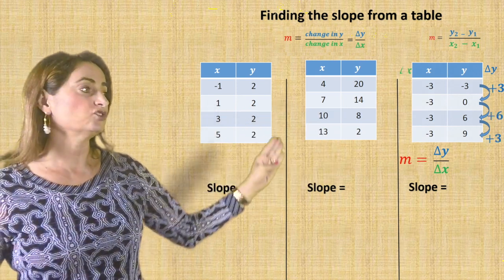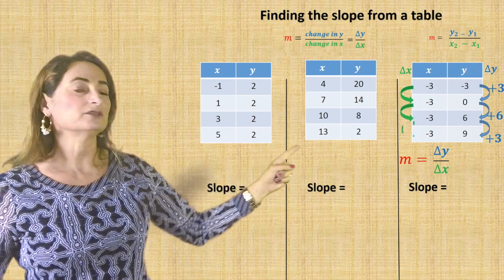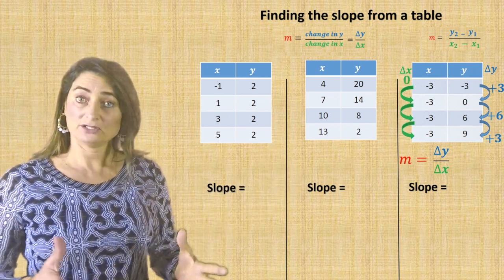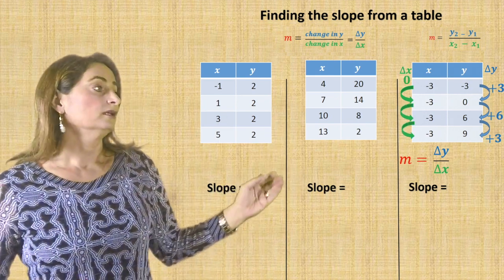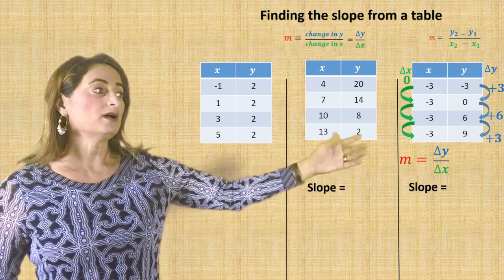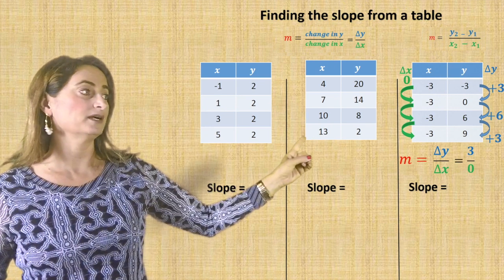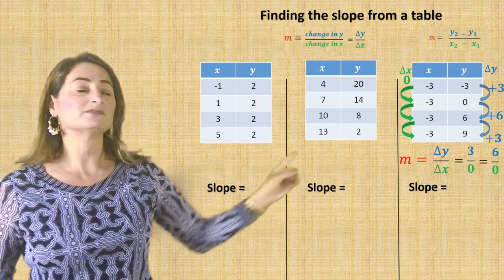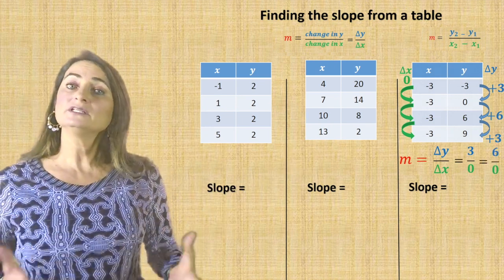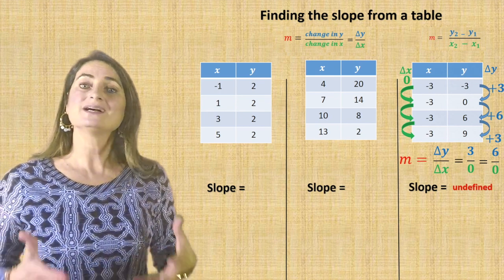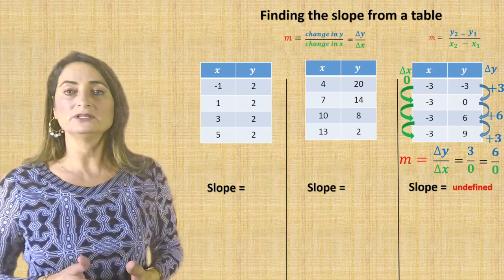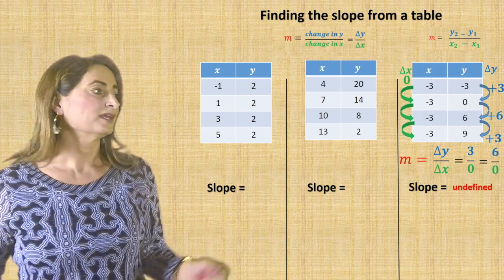How did x change? It's from -3 to -3 to -3. That is 0, so it did not change. Now the slope is the change in y, but as you can see, there's 3, 6, and 9. But if I divide 3 divided by 0 or 6 divided by 0, you still get undefined. So the slope is undefined. Any number divided by 0 equals undefined.